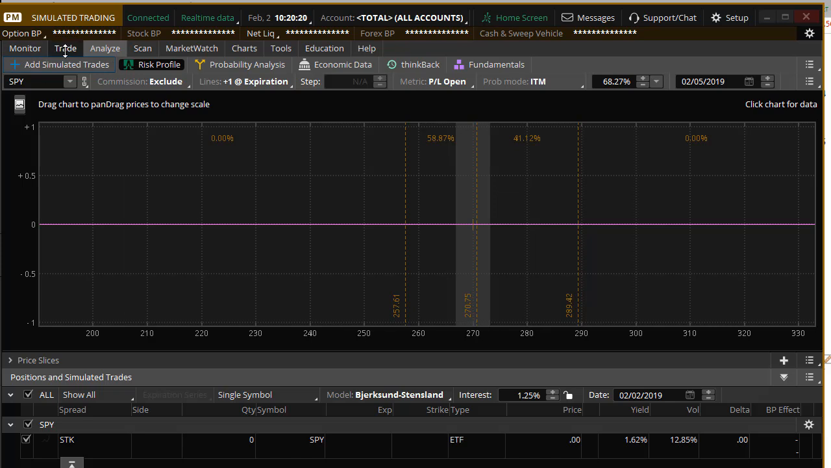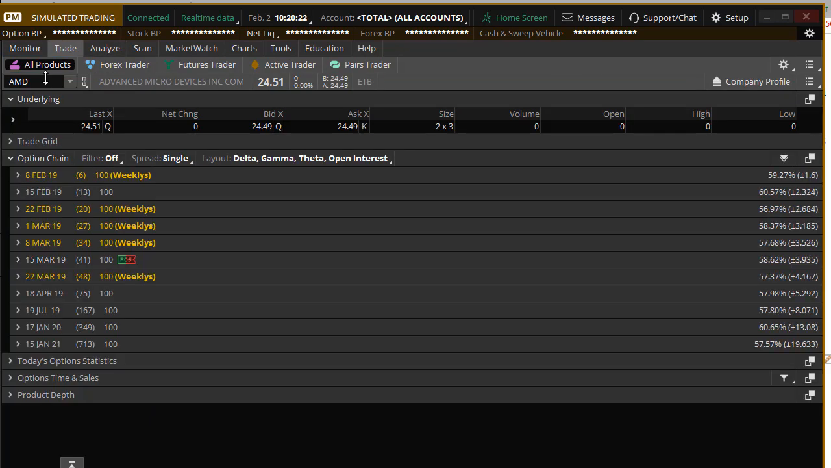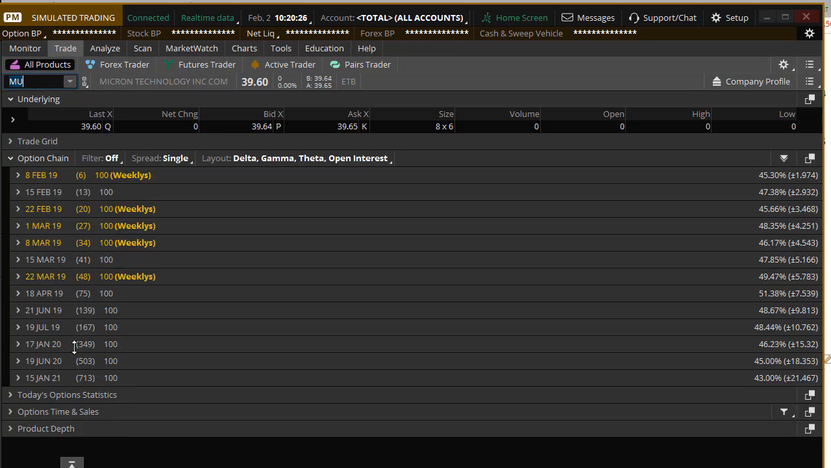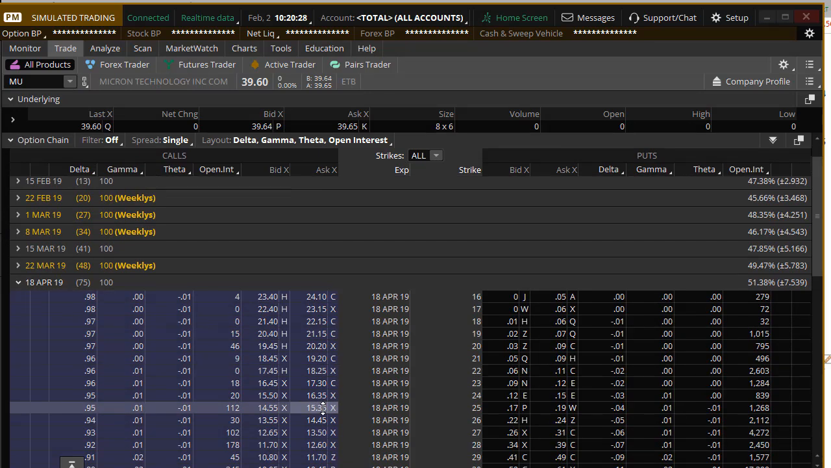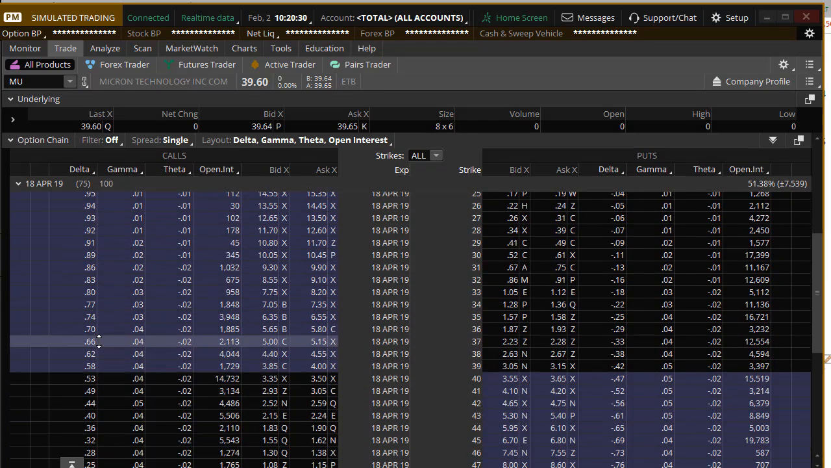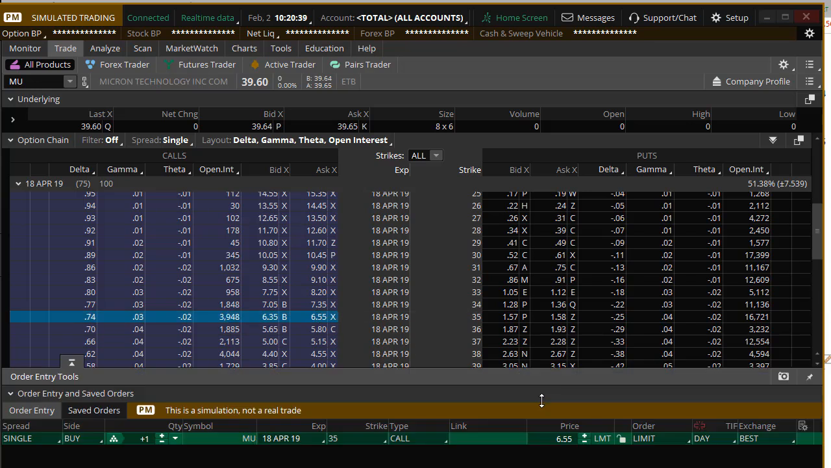I'm going to use MU as an example, and the reason is because there's that buy signal on MU. I'm going to go to MU, and let's say that you came out here. Let's look at the April contracts. April contracts look pretty good in here. April 35s. A person could have bought this April 35 call.